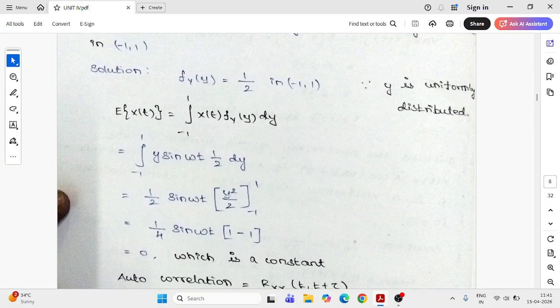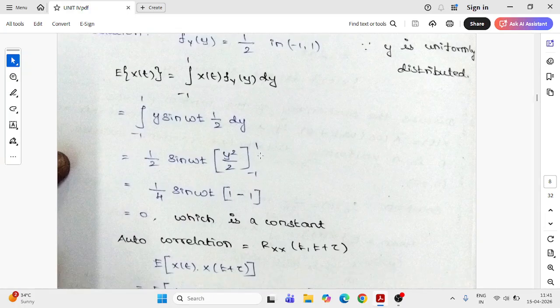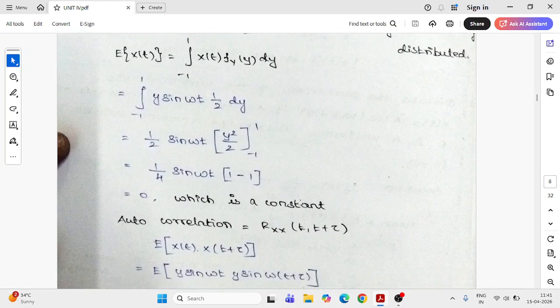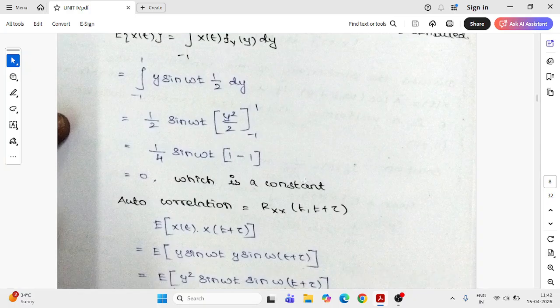When you integrate this, y square by 2, and we will substitute the limits. First we will substitute the upper limit. Upper limit y square, so 1 square, so 1 by 2, minus 1 by 2. So if you take this, we will be getting it as 0. So we got the mean term as 0, which is a constant. So the first condition is satisfied for WSS process.